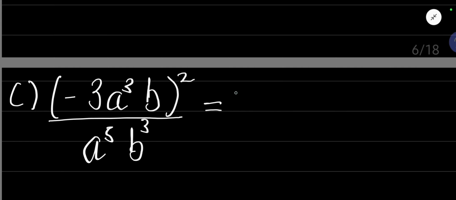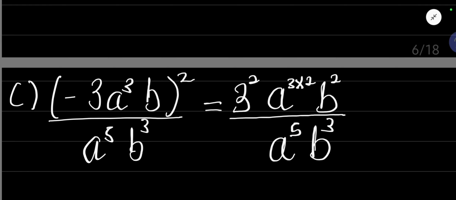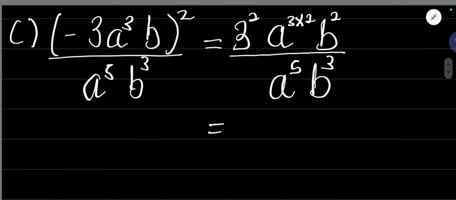So we're not going to write the positive. And then 3 squared, and then a to the power 3 times 2 and b to the power 2. So what we basically did, guys, we distributed this 2 to everything that is in the bracket. Hope you notice that. And now we are just going to say a exponent 5, b exponent 3. Okay, then let us simplify this.